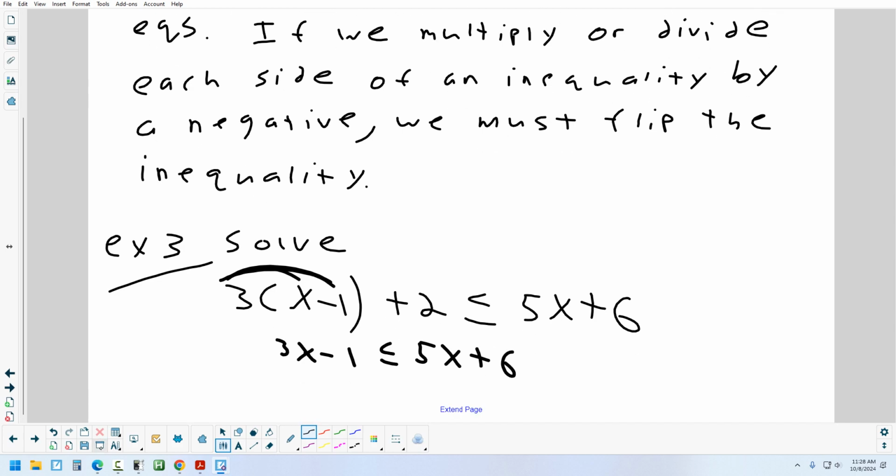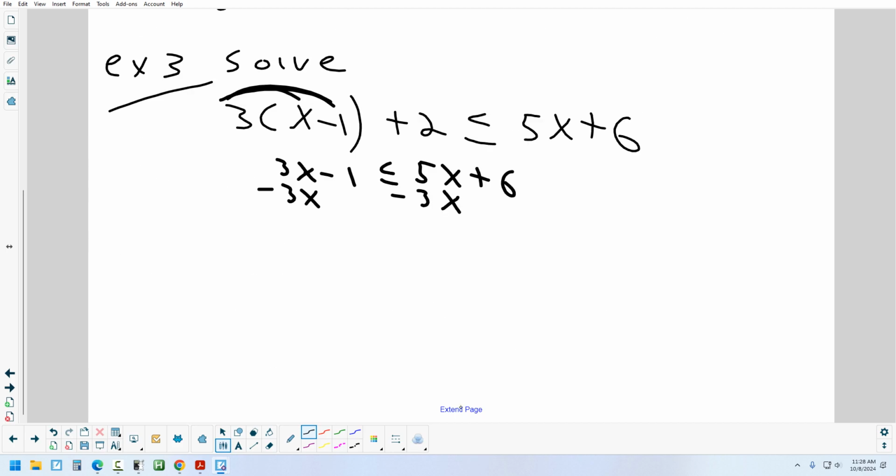Okay. And depending on the next step is going to control whether or not we end up having to flip the sign in this problem. Who can tell me what they would do for the next step? Okay. So we're going to subtract 3x from both sides. That's going to give me nothing there, 2x there. And what else could I do at the same time?